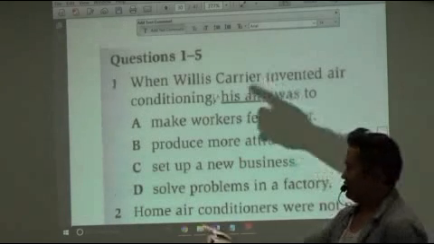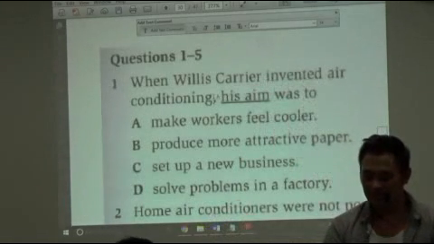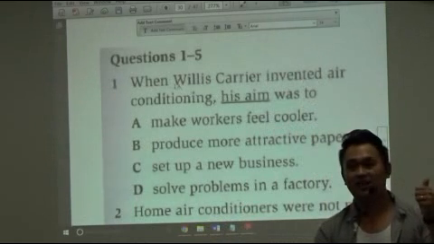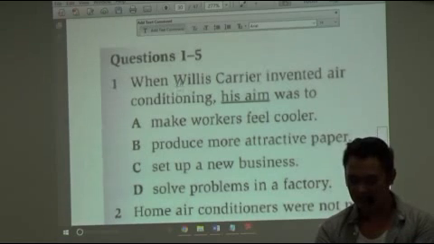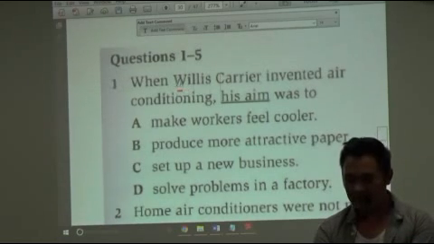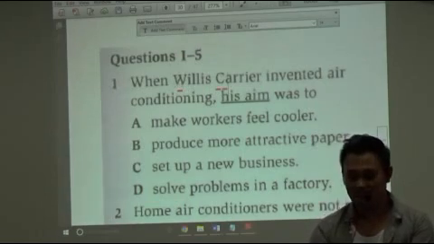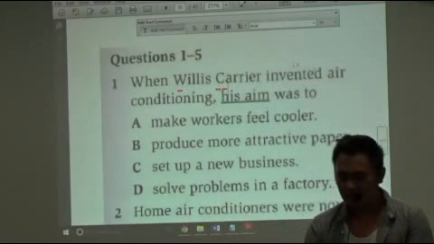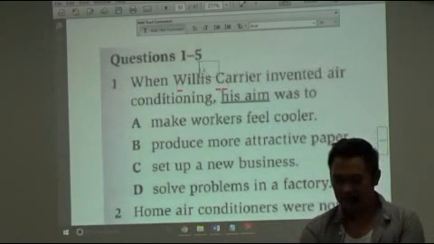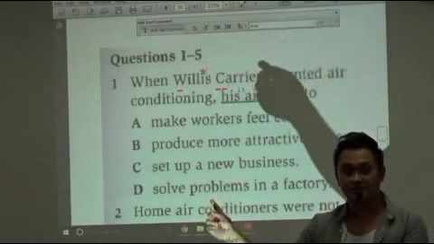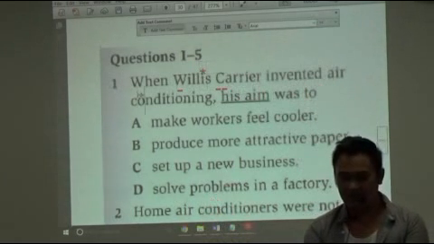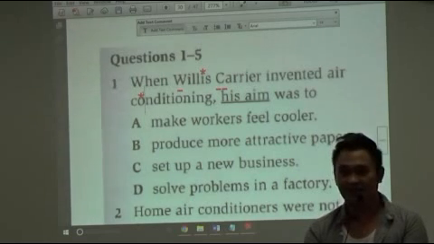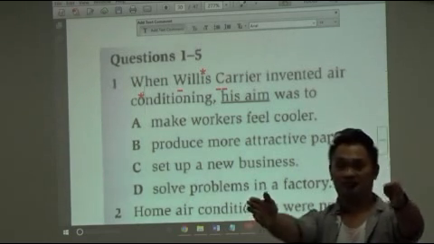When Will's carrier invented air conditioning, his aim was to... First, where's our marker? Will's carrier. How do we know? 이름, it's a name, isn't it? Capital W, capital C. Also, another marker, so let's put a star on that. Star means marker, okay? Another marker is air conditioning. It doesn't have any paraphrase. Paraphrase 없어, okay? Right?